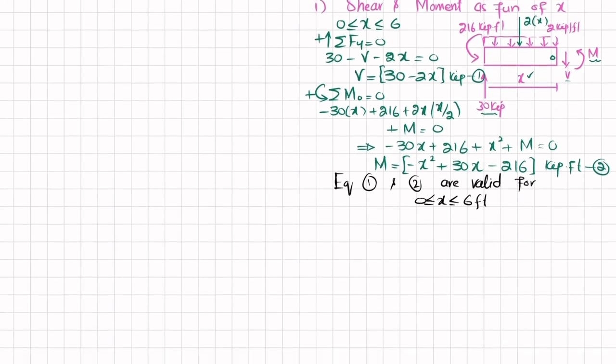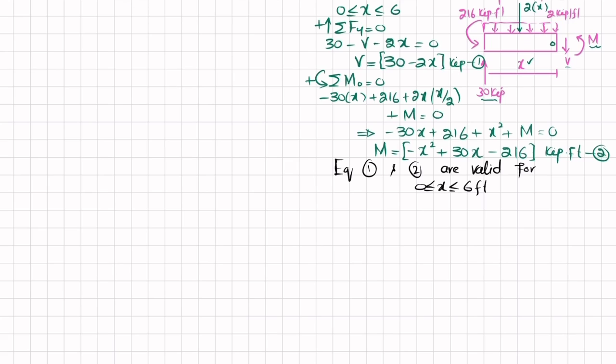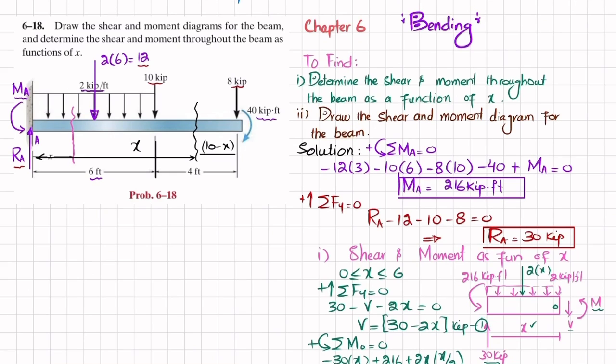So let me draw it. And this is the region for x greater than 6 feet and less than or equal to 10 feet. When you draw the free body diagram, it will be like this. At this end we have a point load of 8 kips. There you have a moment of 40 kips-feet, and when you cut it you will have a shear force upward, and you will have a reaction moment M. Clear? Just check it like this.